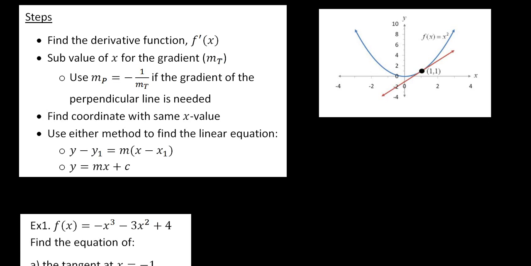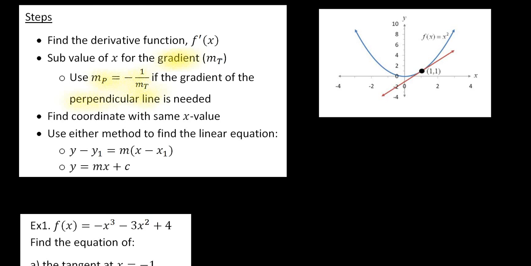So a few things you need for the equation of a straight line. Two things you need, very specifically. You need some sort of gradient, okay? If you want to find the gradient of the tangent, you simply sub in the value of x into your gradient function f dash. Now, of course, if you need to find the gradient of a perpendicular line, then you need to use this relationship between the gradient of a perpendicular line and a tangent line.